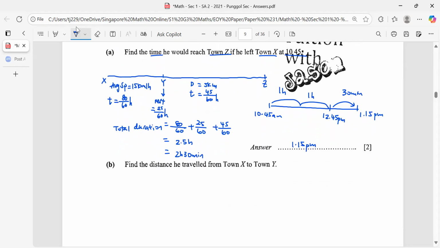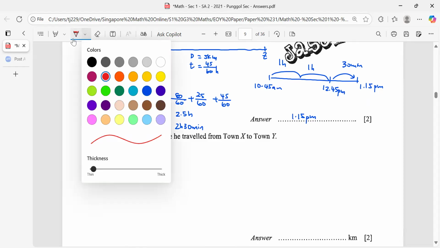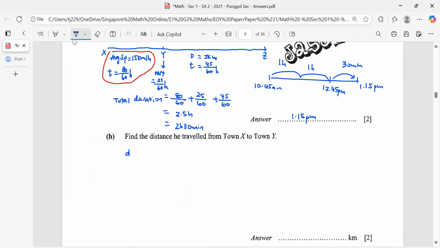Next, find the distance he traveled from town X to town Y. So from town X to town Y, we have relevant information that we can use. We have average speed and we have time. So the distance traveled would be speed times time. 15 multiplied by 80 out of 60. And this time round, everything is aligned. The units, hours, kilometers per hour. Okay, we're good to go. So we end up with 20 kilometers.